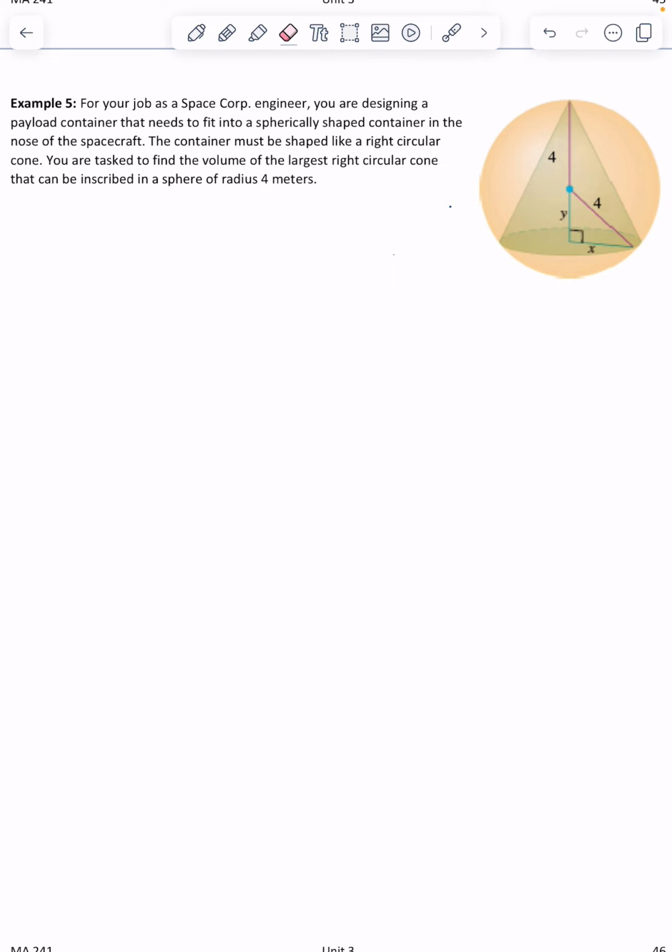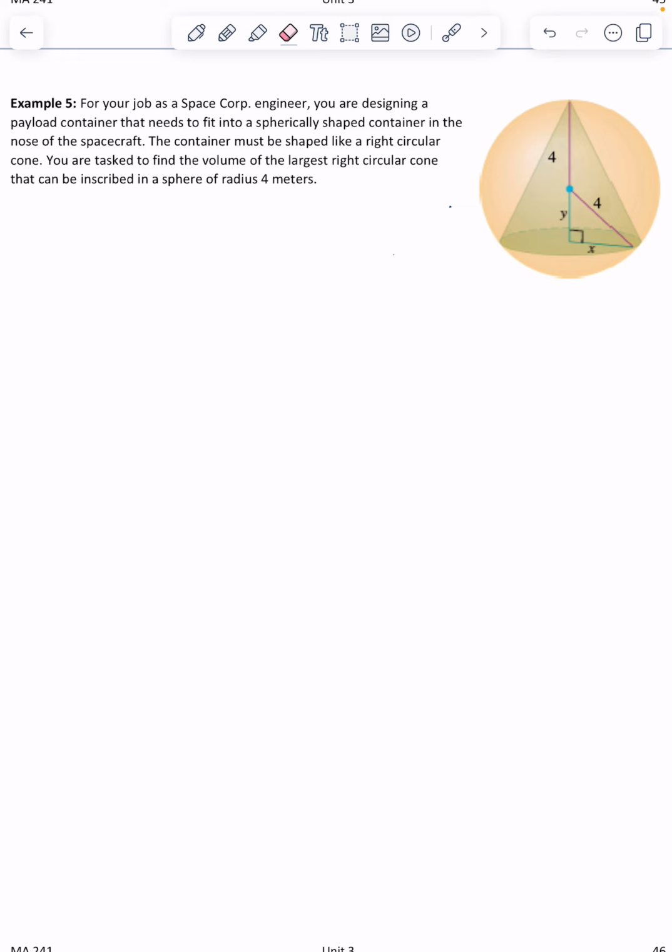What we're looking at is, for your job as a Space Corp engineer, you're designing a payload container that needs to fit into a spherically shaped container in the nose of a spacecraft. This container has to be shaped like a right circular cone, and you're tasked with finding the volume of the largest right circular cone that can be inscribed into a sphere. So you can see from the picture right over here that I have a cone inside of the sphere.